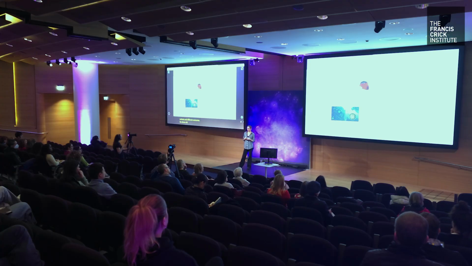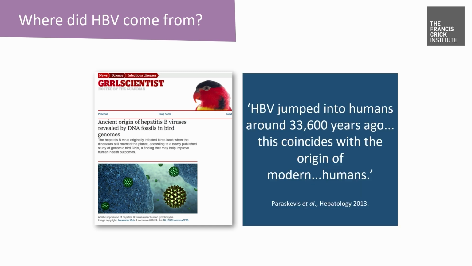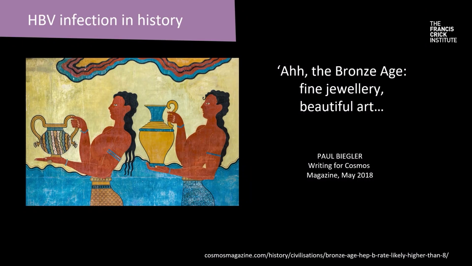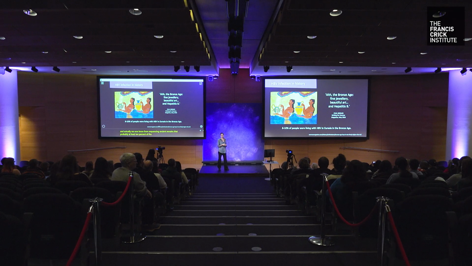So where did hepatitis B come from? Well, it's part of a wider family of viruses called hepatinoviruses, which also infect birds, amphibians, and other mammals. And we think that hepatitis B jumped from those other species into humans right from the earliest human populations. One example of this in history is the Bronze Age. The Bronze Age, fine jewelry, beautiful art, and hepatitis B. And actually, we now know from sequencing ancient remains that probably at least 10% of the populations of Eurasia were living with hepatitis B during the Bronze Age.